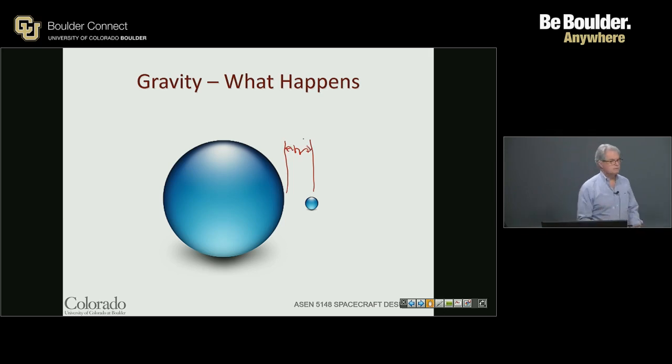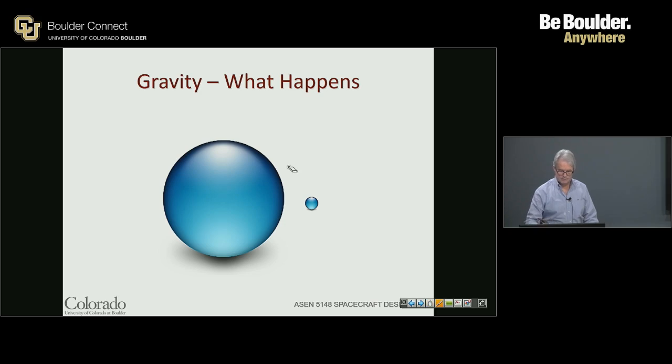And if we don't do anything, what's going to happen to that small body? Well, it's gravitationally attracted to the Earth, and it's slowly going to get pulled into the Earth. If we give this a little bit of velocity, it's going to try and escape, but eventually will be pulled back into the Earth because of gravity.